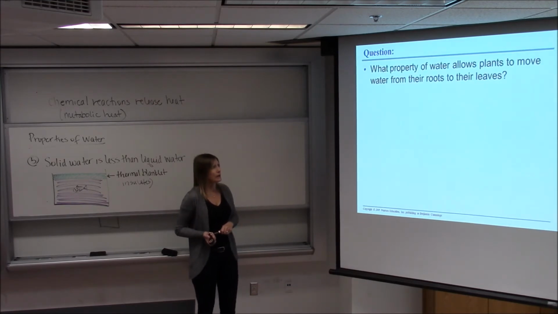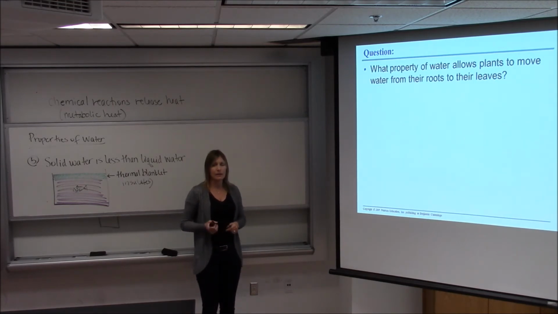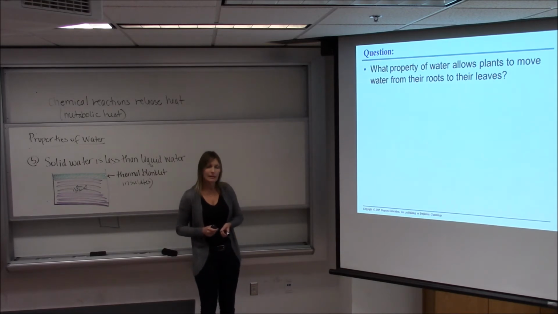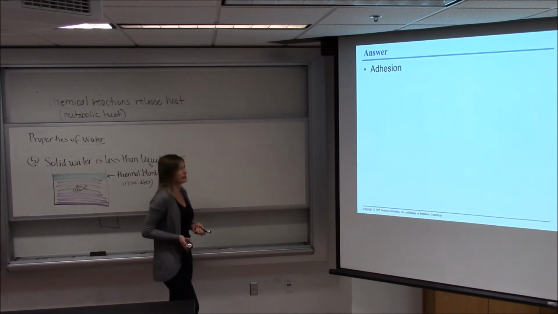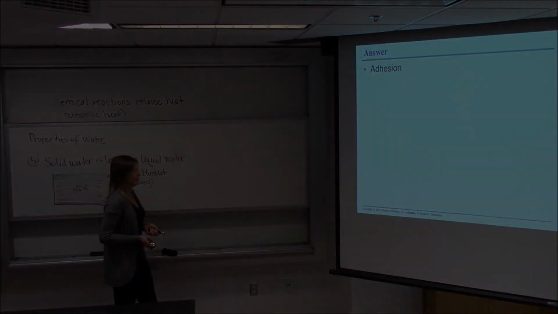What property of water allows plants to move water from their roots to their leaves? So remember 2 properties. One is water sticking to water, and then the other is water sticking to other surfaces. So it would be adhesion.